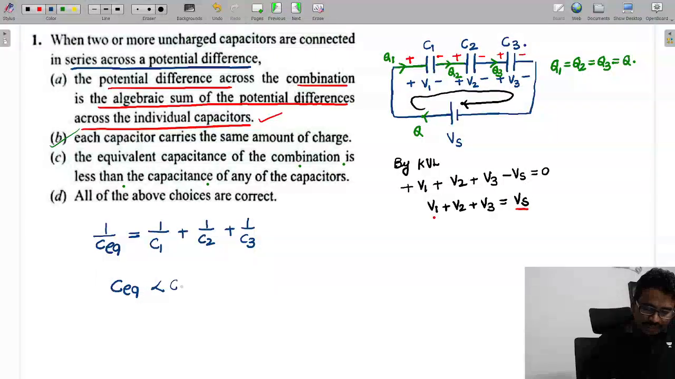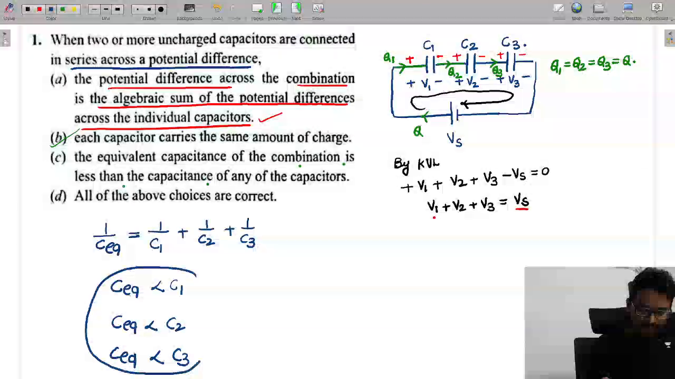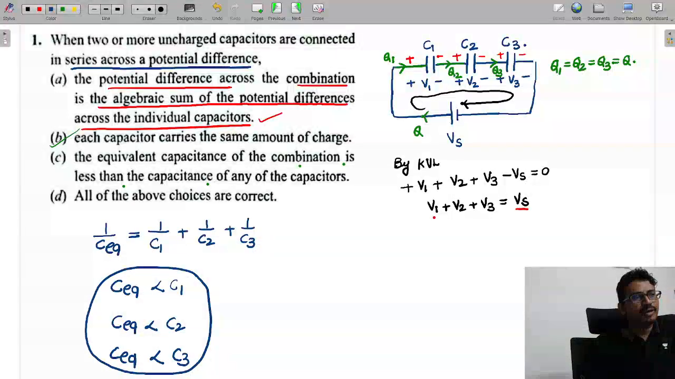So C equivalent is less than C1, C equivalent is less than C2, and C equivalent is less than C3. So the equivalent capacitance of the combination is less than all the capacitances, which means the equivalent capacitance is smaller than the smallest capacitance. So C is also correct. Now A, B, C are all correct. So what's the correct option? All the options are correct.